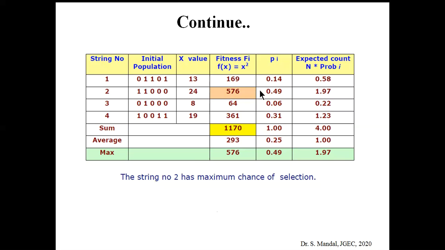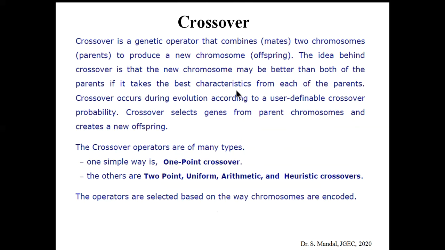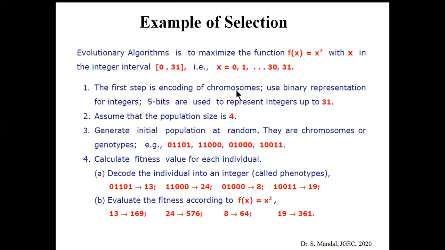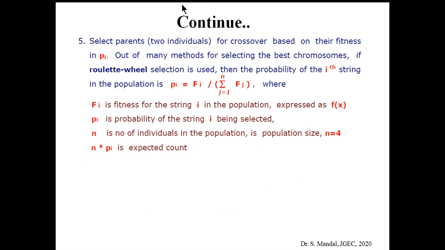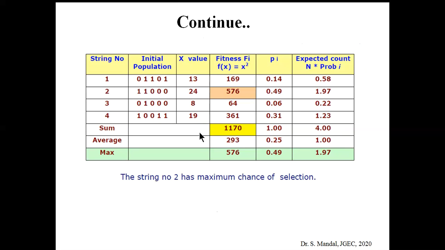So ultimately the second solution will be selected as one parent, and based on this probability, any other solution can be selected as the other parent. So this is the selection process where we apply the roulette wheel selection process. I think the process is very clear to all of you.